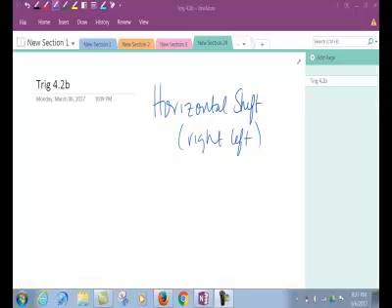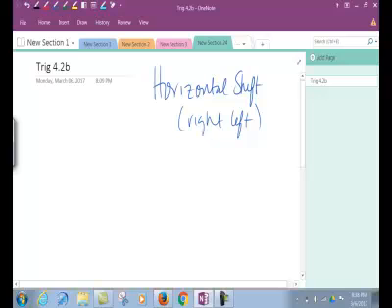In this video, we add the last transformation to our basic graphs. That is the horizontal shift. We're going to move the graph left or right. This seems like a pretty easy concept, but it can get kind of tricky. Let me show you what I mean.